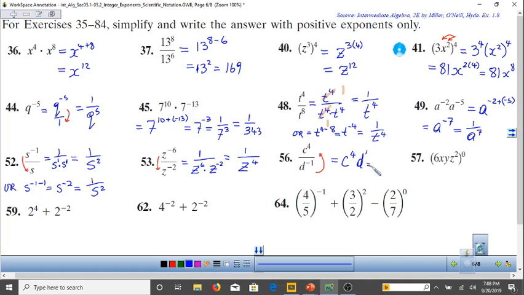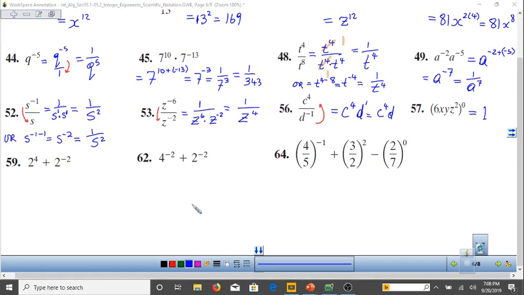That's right, that's d to the 1, so it's c to the 4d. And then with this one here, since the whole thing is raised to the power of 0, the result is 1. And again, we're assuming that our numbers are positive numbers here. Now, let's do a little more work with PEMDAS here.